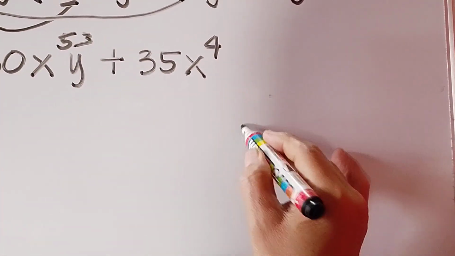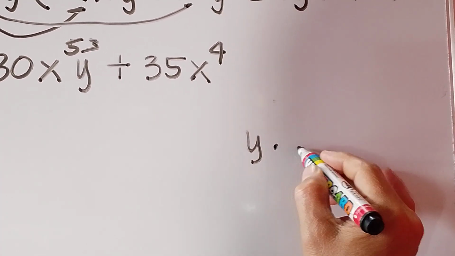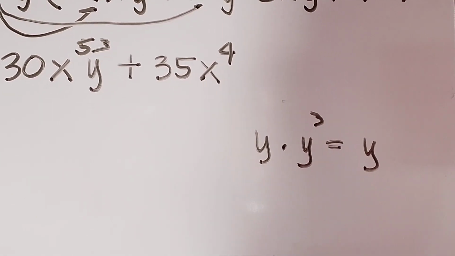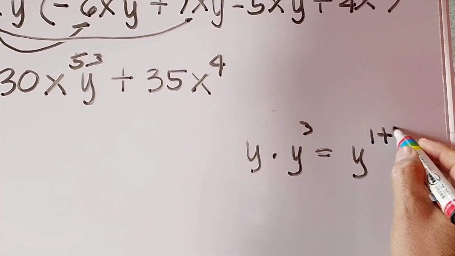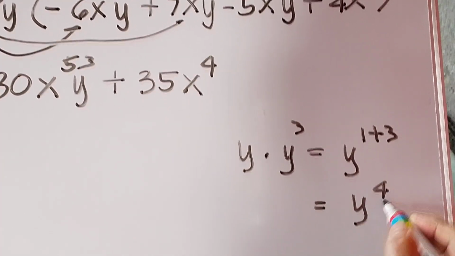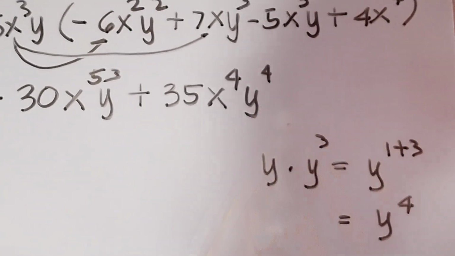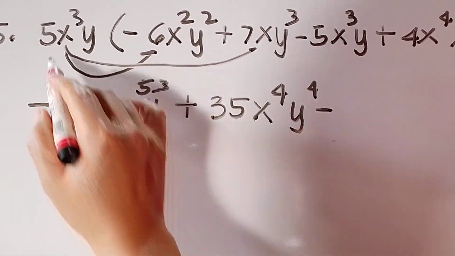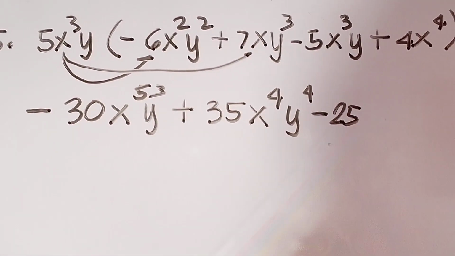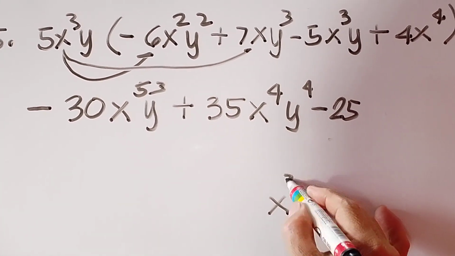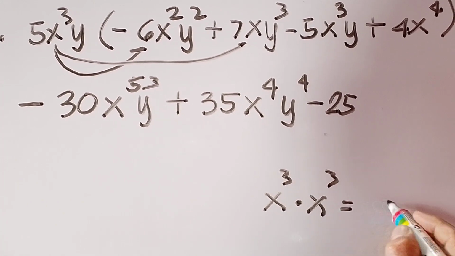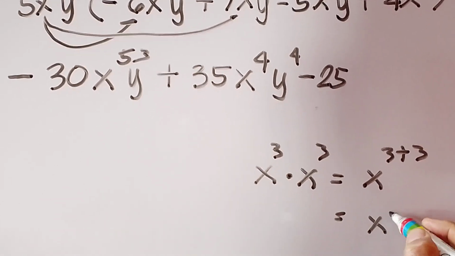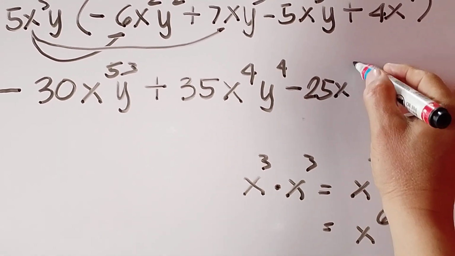Then in terms of y, we have y times y cubed. The base is y. Since there is 1, so 1 plus 3, this will be equal to y to the fourth. So I need to write y to the fourth. Okay, positive times negative is negative. 5 times 5 is 25. x cubed times x cubed. So copy the base and then add the exponents. 3 plus 3. So this will be x raised to the power of 6.